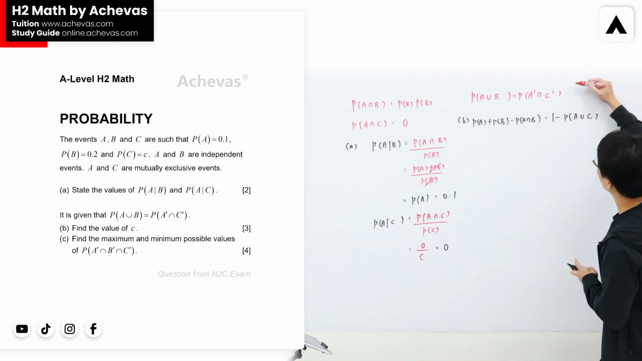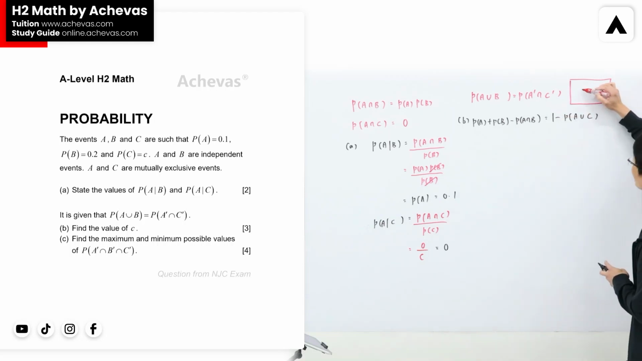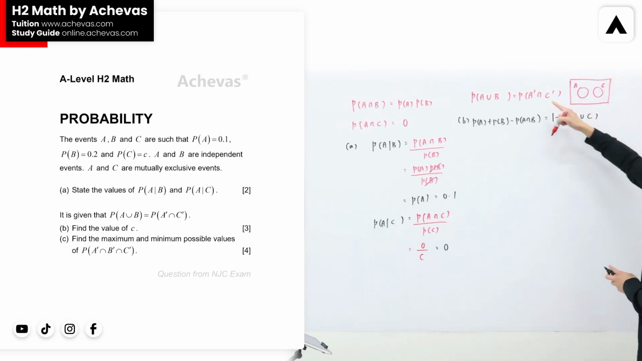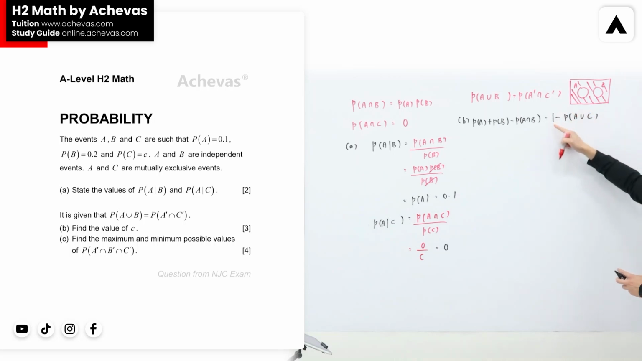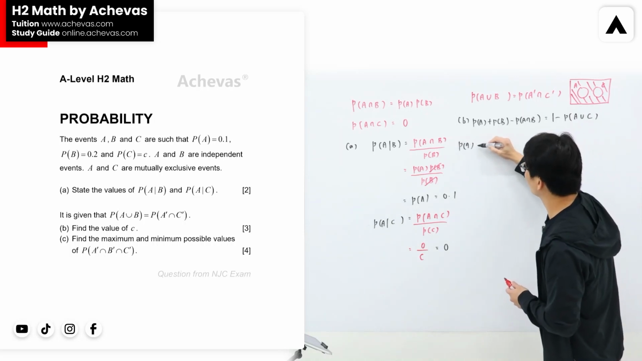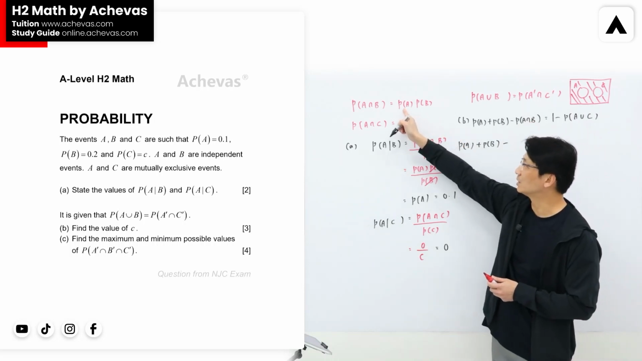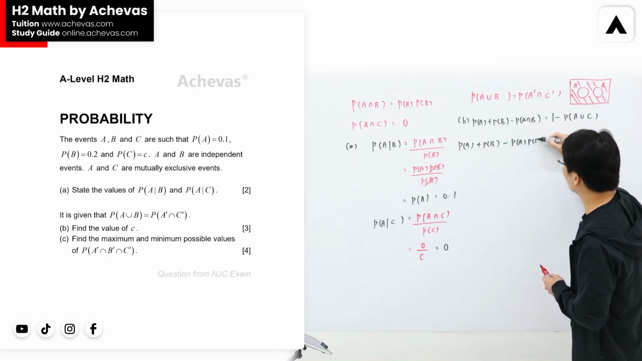If we were to imagine this on a Venn diagram, since A and C are mutually exclusive, I'll just draw it separately like this. This is A, this is C, and A prime intersect C prime actually is the region that is outside A and C. So this shaded region can be represented as 1 minus probability of A union C. I'm going to write down the next step, which is probability of A plus probability of B. And this, I'm going to break it up using this relation between A and B. Since they are independent, I will have probability of A times probability of B.